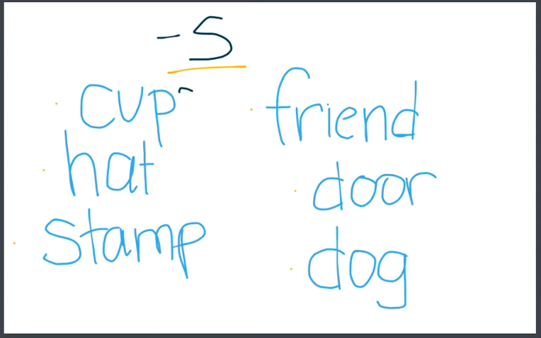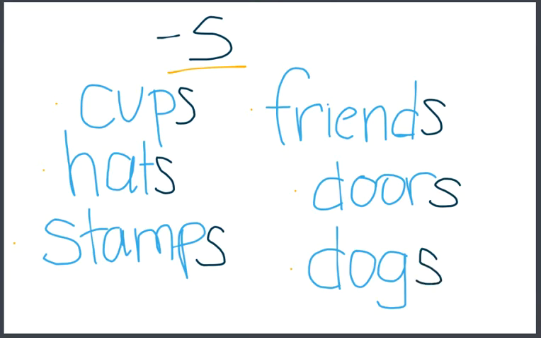Cup becomes cups, hat becomes hats, stamp, stamps, friend, friends, door, doors, and dog, dogs. Now, all the nouns that are listed are plural nouns. They all mean more than one. More than one hat, more than one friend, more than one dog. So all the nouns that we're going to talk about today are also going to be plural nouns, how to take a singular noun to a plural noun.